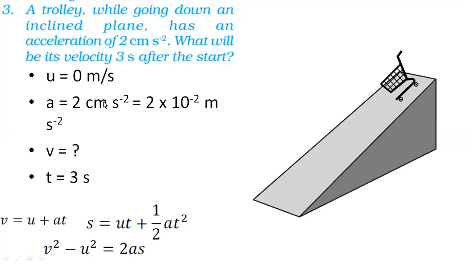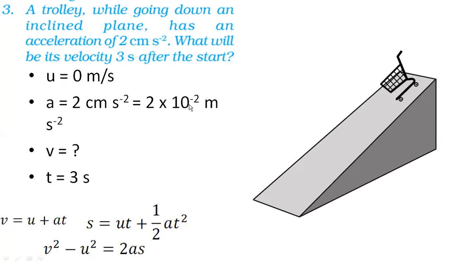Concentrate on this. The actual SI unit of acceleration is meter per second square, and in this question, they have given centimeter per second square. What we have to take is meter per second square. So we need to convert this centimeter to meter. How to do that? Just multiply with 10 to the power minus 2. Centimeter to meter conversion. What we have done is multiply with 10 to the power minus 2.